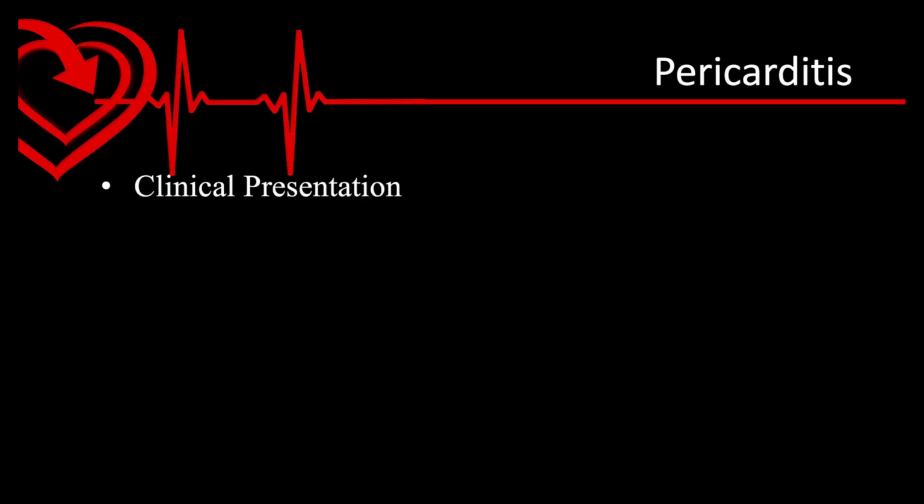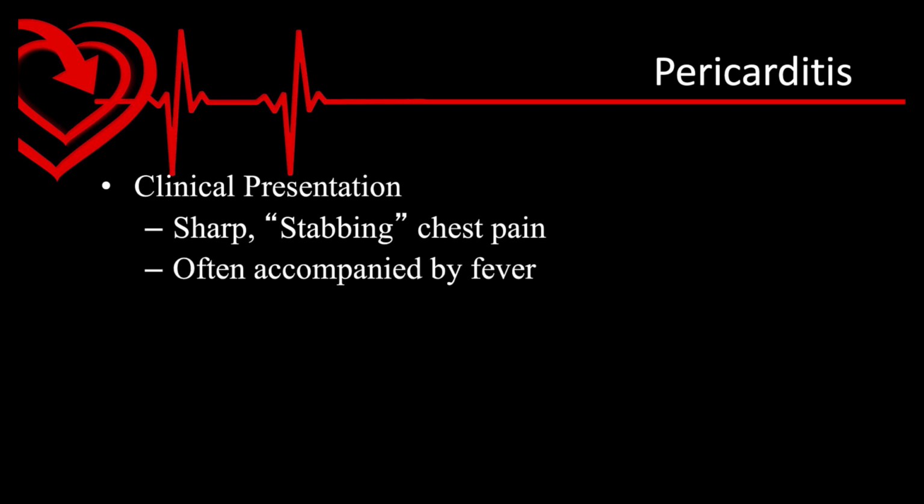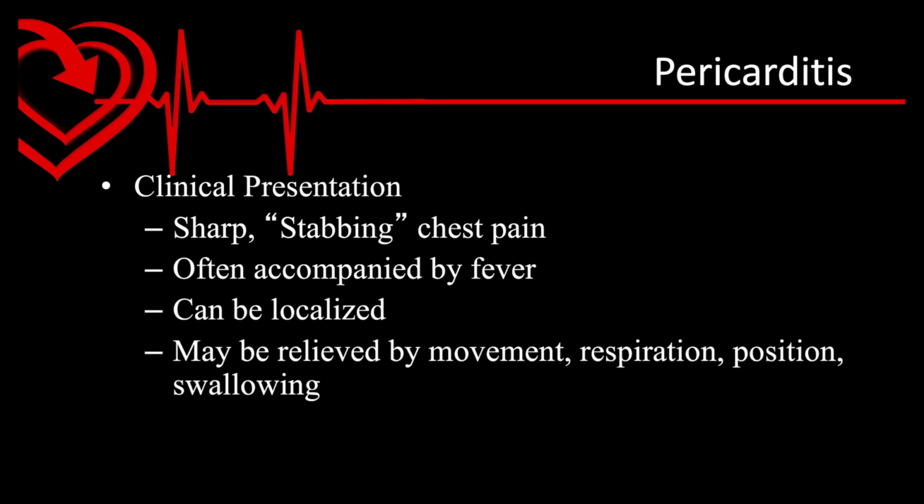That classic presentation of pericarditis is sharp stabbing chest pain rather than the stereotypical pressure or tightness of cardiac chest pain. It's often accompanied by a fever, which is rarely the case in an acute MI. It can be localized. Again, each of these could be similar to cardiac chest pain, but in this case, often if you ask a patient where it hurts, they can point to one location, which is also not typical for cardiac pain. And it might be relieved by movement, respiration, position, swallowing, also not typical of an MI.